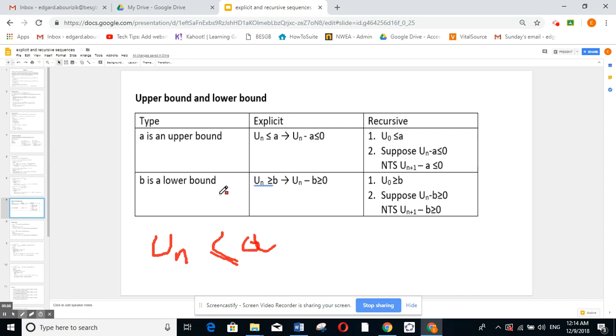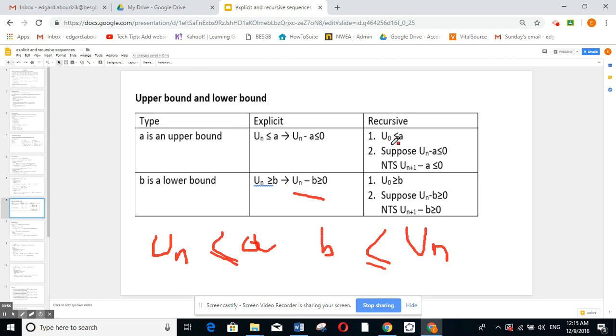And for lower bound, it means all terms of the sequence are bigger than this lower bound. How do you prove it? If it is explicit, un bigger or equal to b, or un minus b bigger or equal to zero. However, for recursive, as we did above in variation, we have two parts.